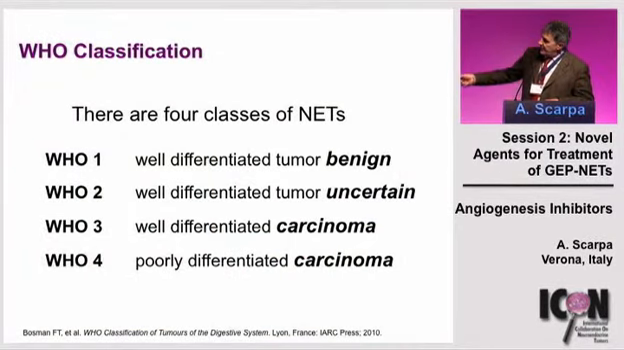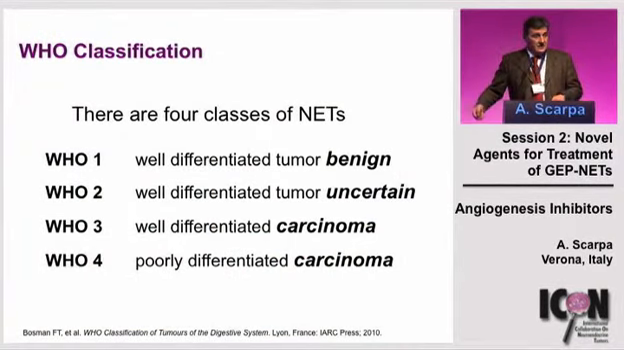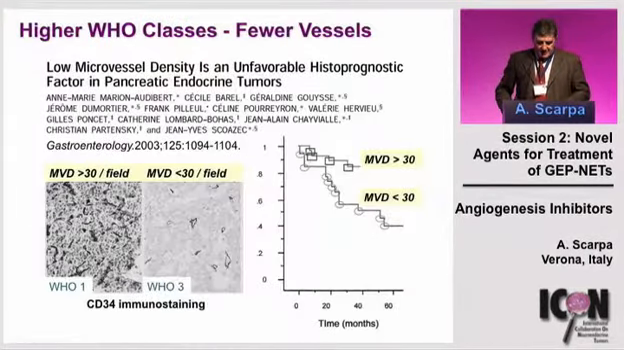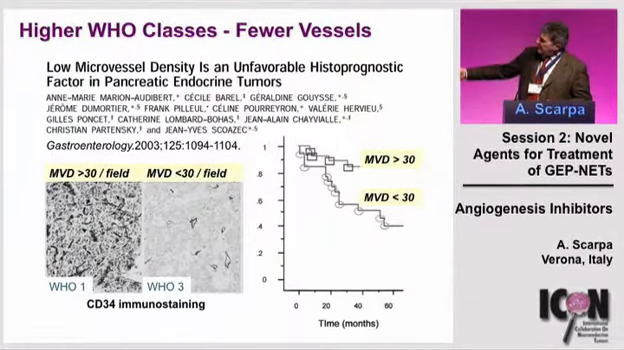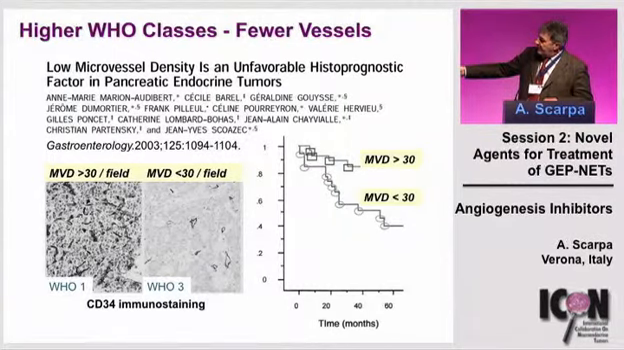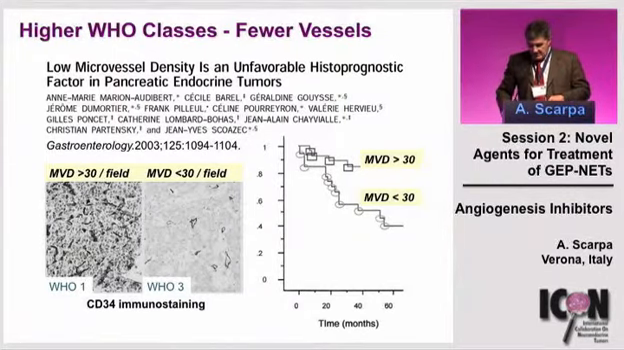And as you know, the classification that Guido Rindi and Gunther Klöppel proposed has just changed, but we cannot apply it to old papers. We had 4 classes identifying benign tumors and carcinomas of different classes. This is just to say that in 2003, the group of Skozek showed that the higher the class, the fewer vessels you find in tumors. And this is actually also accompanied by a lower performance of the patients.